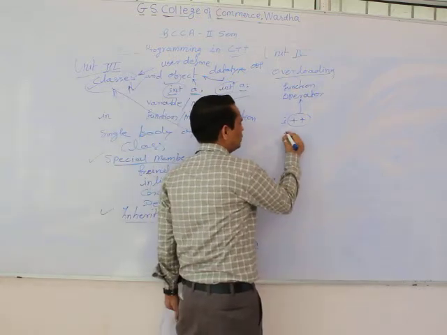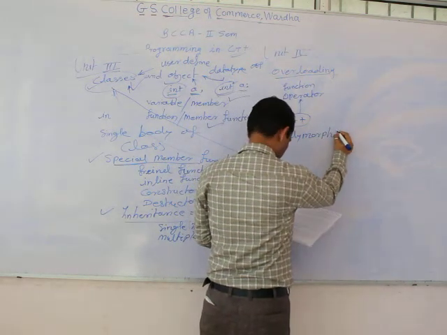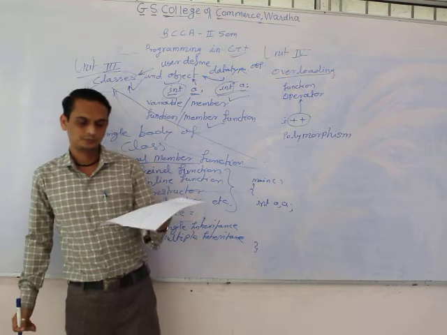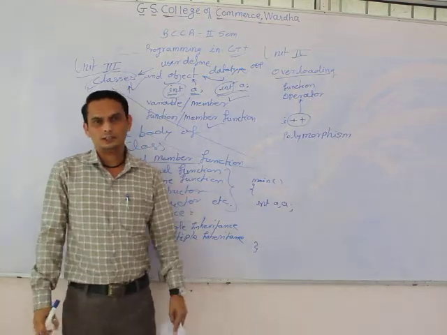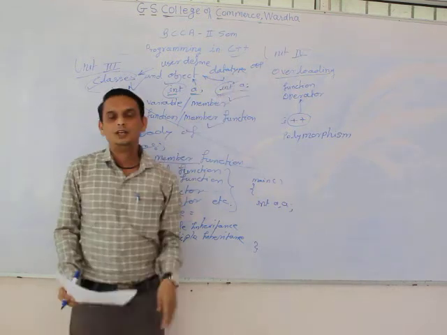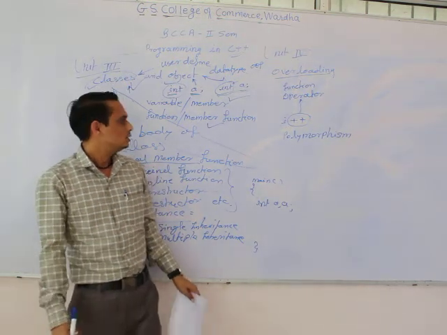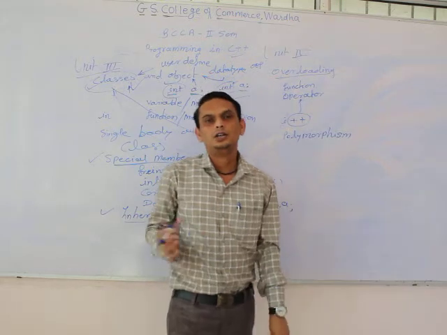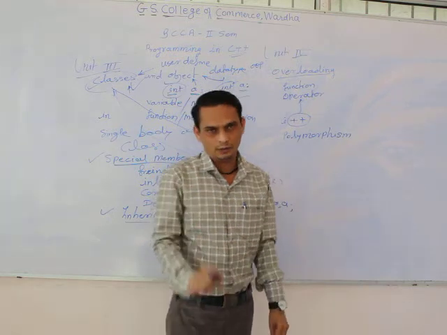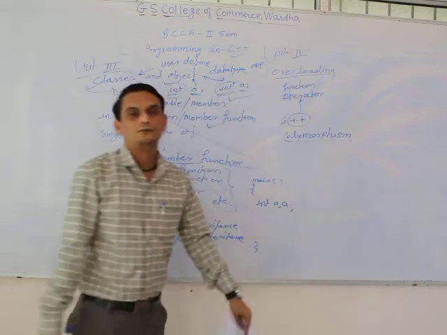Next one is polymorphism. Polymorphism is a most important part of object-oriented programming. In this, we can hide the data in member functions or in a variable. So we will discuss what types of polymorphism there are in the 4th unit.